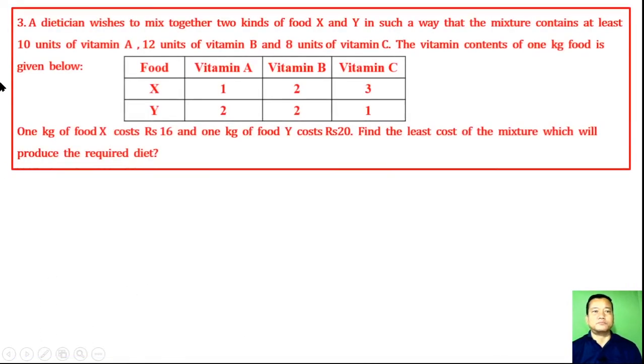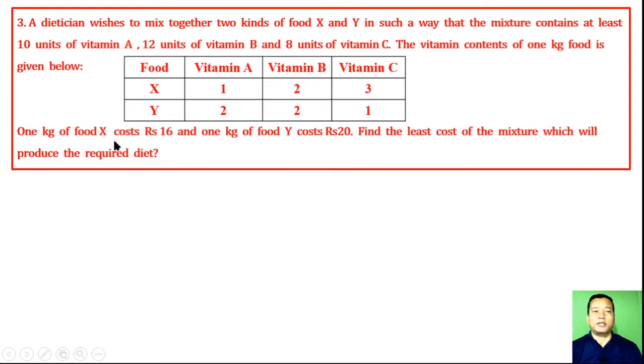Question number 3. A dietitian wishes to mix together two kinds of food X and Y in such a way that the mixture contains at least 10 units of vitamin A, 12 units of vitamin B, and 8 units of vitamin C. The vitamin contents of 1 kg of food are given below. Food X has 1 unit of vitamin A, 2 units of vitamin B, and 3 units of vitamin C. Food Y has 2 units, 2 units, and 1 unit. 1 kg of food X costs rupees 16 and 1 kg of food Y costs rupees 20. Find the least cost of the mixture which will produce the required diet.